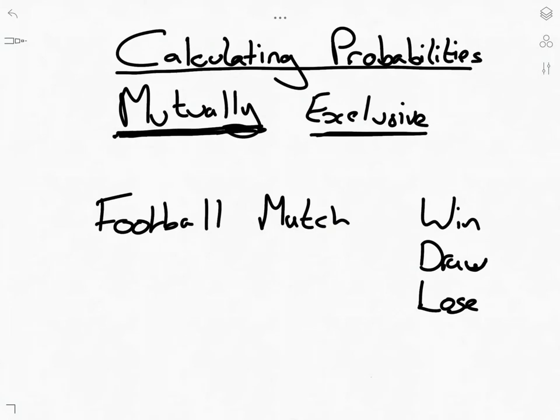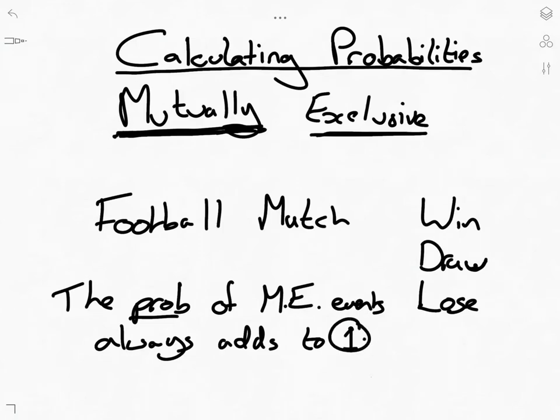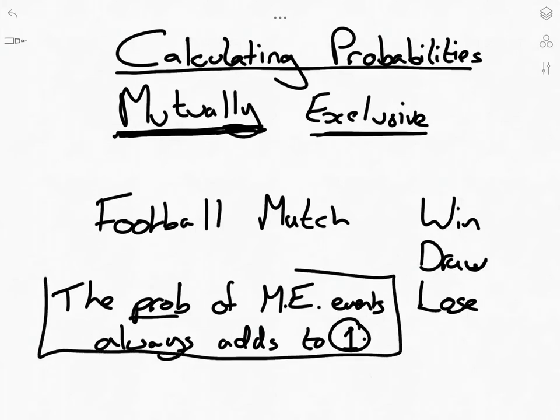So they're mutually exclusive. And what this means is the probability, I'm going to write prob a lot because I can't be bothered writing probability. The prob of mutually exclusive events always adds to 1. So 1 or 100%, that's everything that could possibly happen. Okay, so the probability of these events always adds to 1.